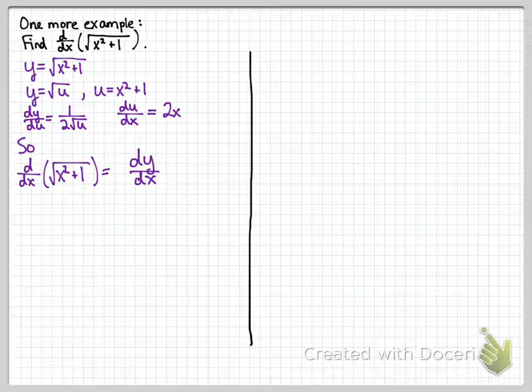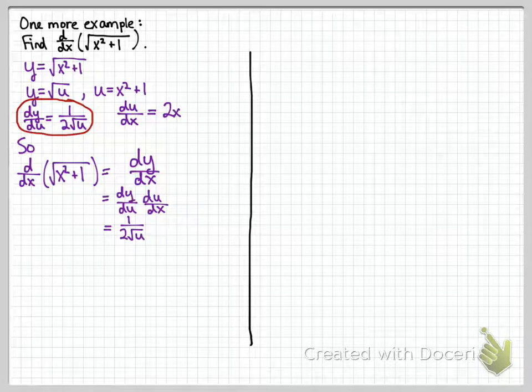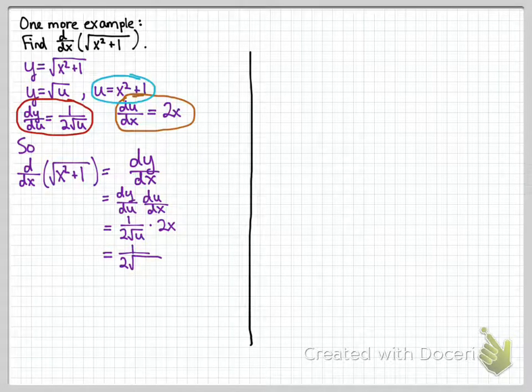So what is the derivative of the square root of x squared plus 1? Well, it's dy dx. That's what we're finding, the derivative of that y thing, thinking of x as the variable. The chain rule says that that's equal to dy du times du dx, and now I just fill those in. There's dy du, and there's du dx. And then I'm going to replace that u with what it equals, x squared plus 1.